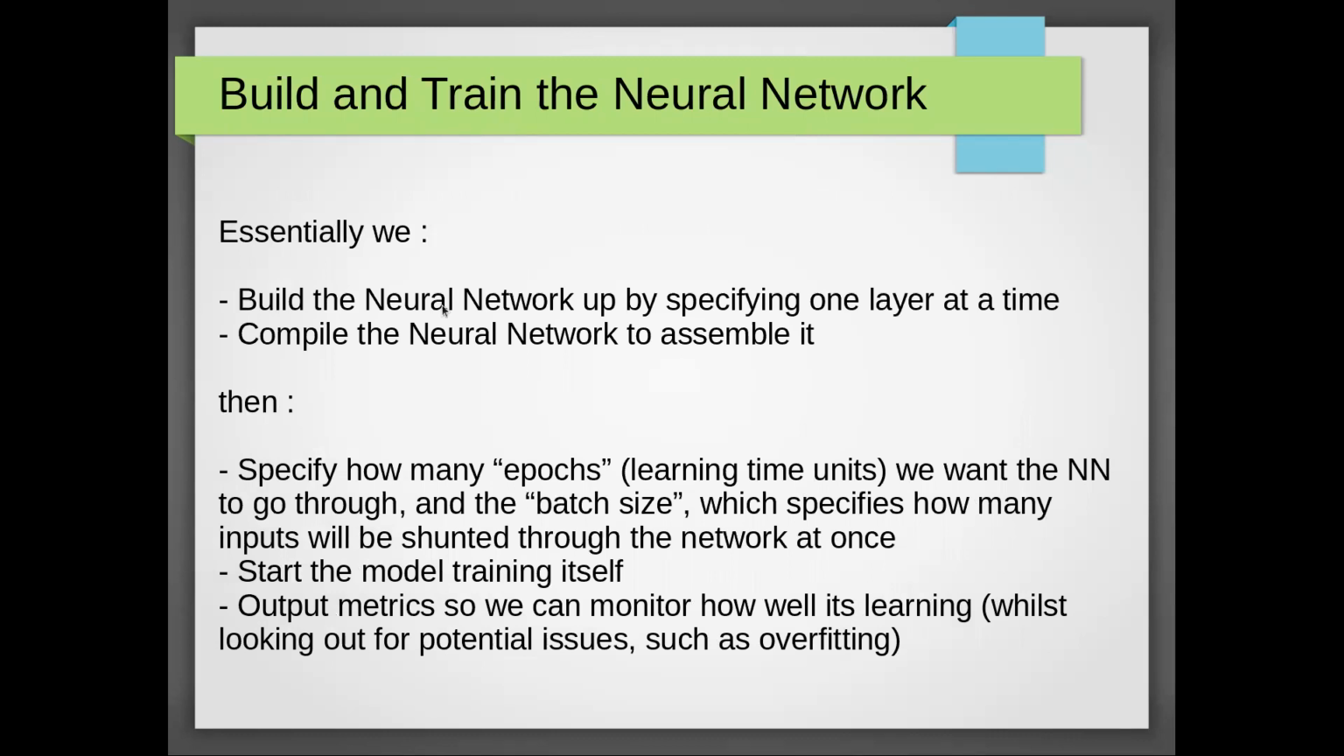When we come to build and train the neural network, what we basically want to do is build the neural network up one layer at a time, and you saw that in the module 7 session, where you're gradually building up a neural network one layer at a time. And then we compile the neural network to assemble it. And then we also want to specify, and again, you saw this before, how many epochs, which remember are kind of our learning time units. An epoch represents all of the data having gone through the network once.